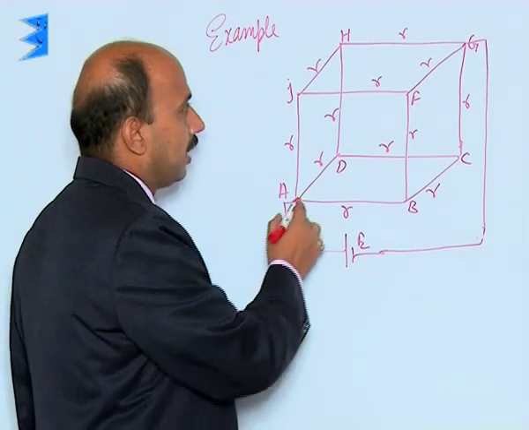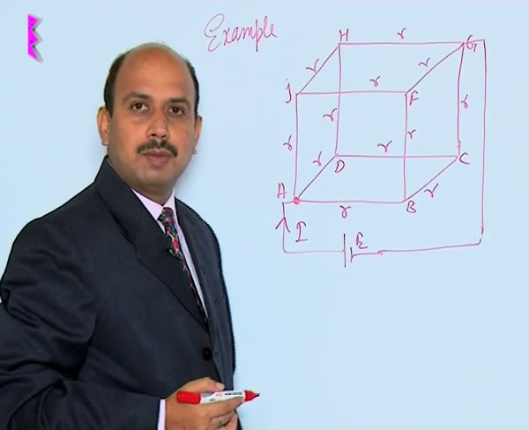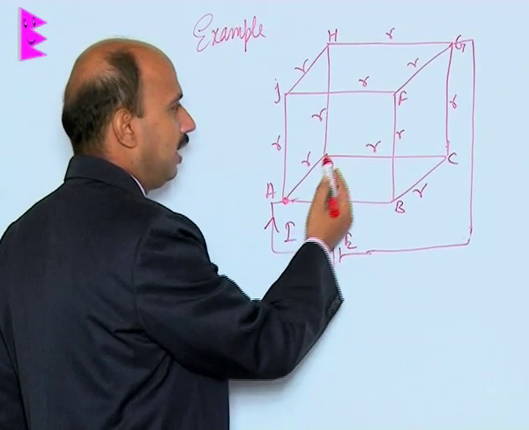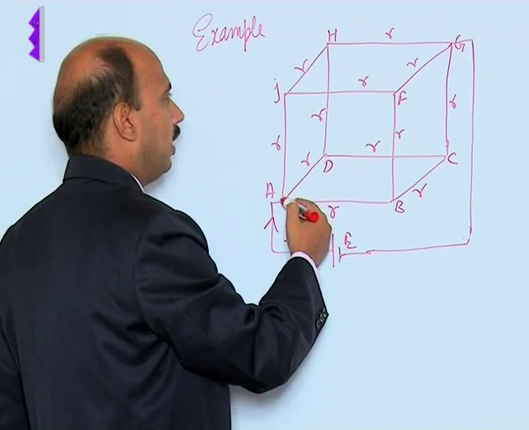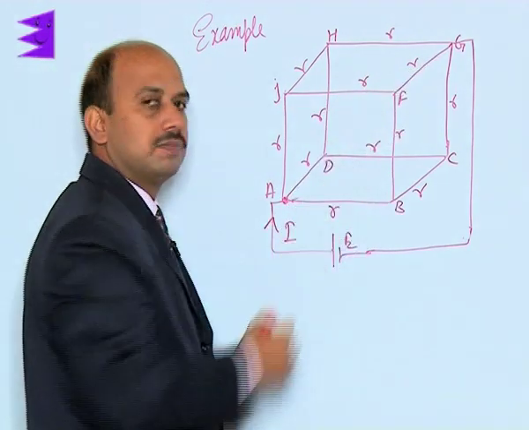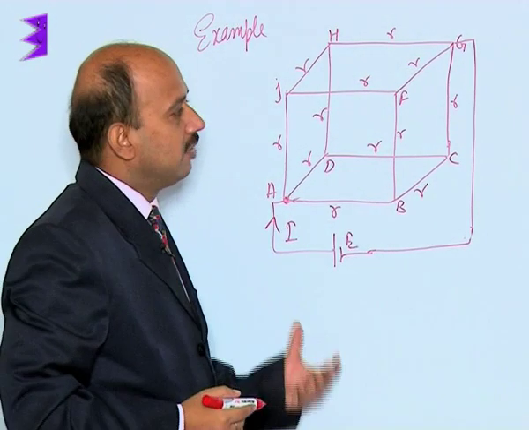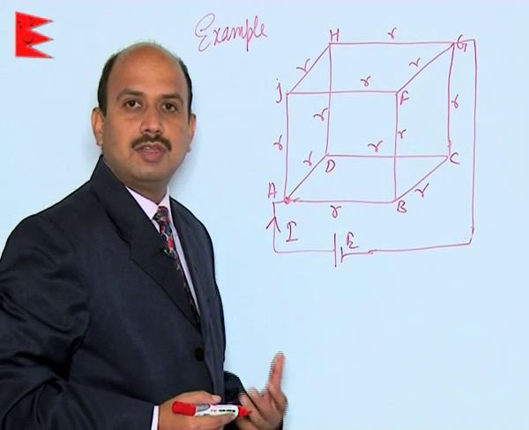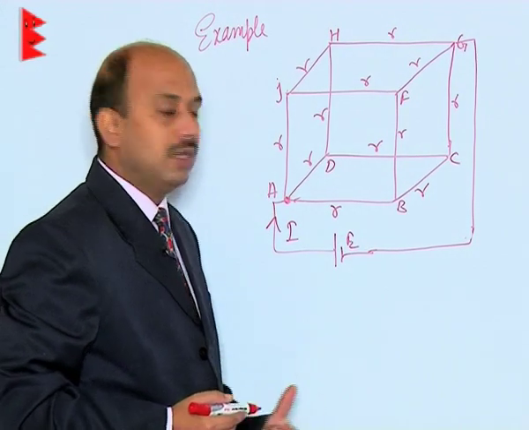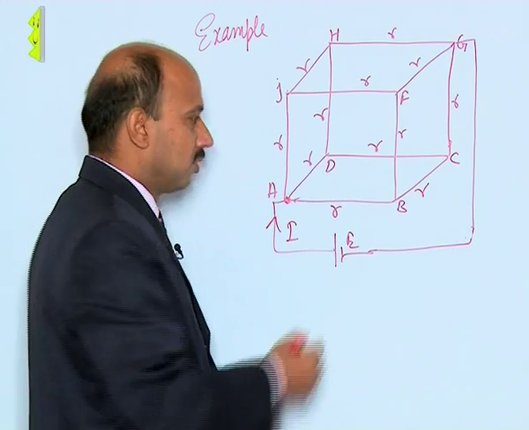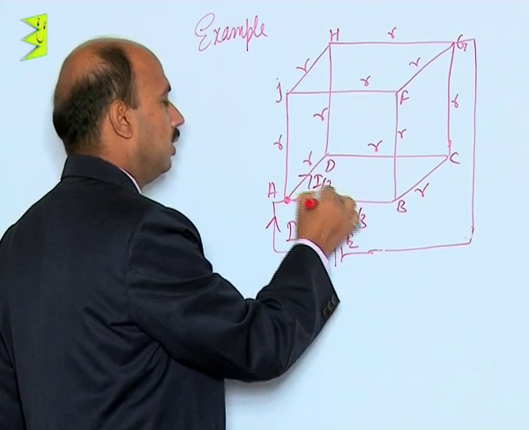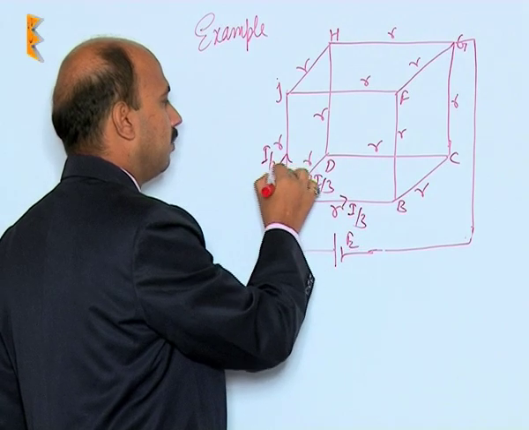Now from A to G there are three possible paths. One is ABFG, another one is ADCG, and another one is AJHG. These three are symmetrical paths having the same number of resistances in the path. So we can take equal current in all the three paths. So we can take here I upon 3, here I upon 3 and here I upon 3.